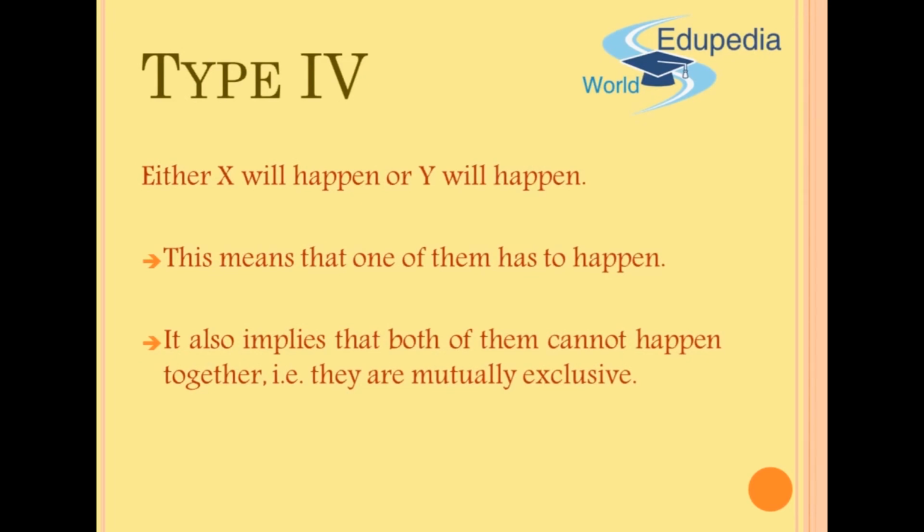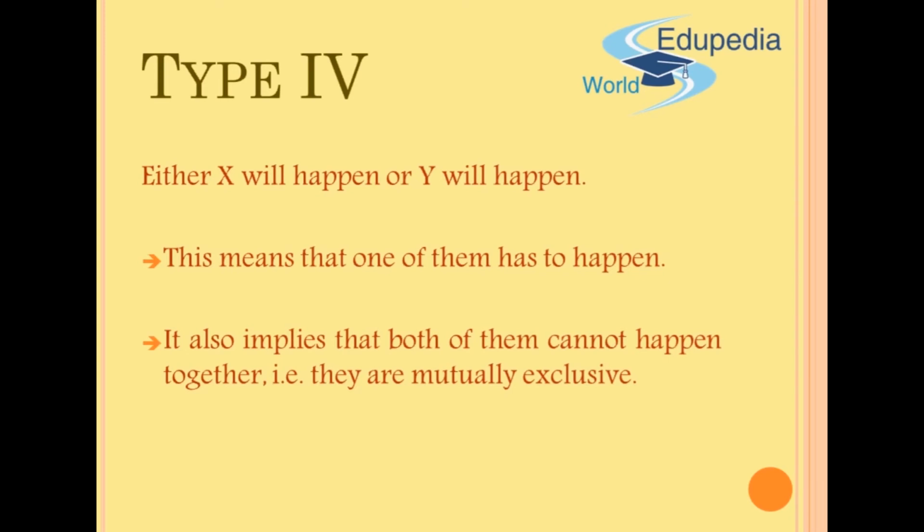The next one, another logical flow: either X will happen or Y will happen. So I am considering an either-or scenario here, either this or that. This means that one of them has to happen definitely. It will never be that neither X nor Y happens. Basically one of them will happen, either X or Y. It also implies that both of them cannot happen together.